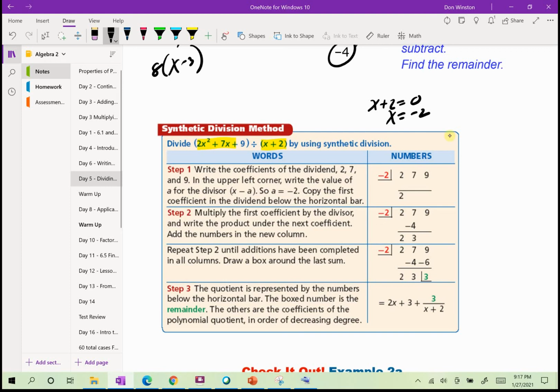So what we do is we take that potential 0 and we put it there. And then we put a box around it. And then we take the coefficients from 2x squared plus 7x plus 9, and we put them there. So there's the 2, 7, and a 9. So we take the potential 0 of the divisor, that's negative 2, and then we write the coefficients for the dividend, 2, 7, and 9. And I'll mention now, but you'll see later, that if I have any missing terms in the dividend, I have to use a 0 for missing terms, and I'll show you that.